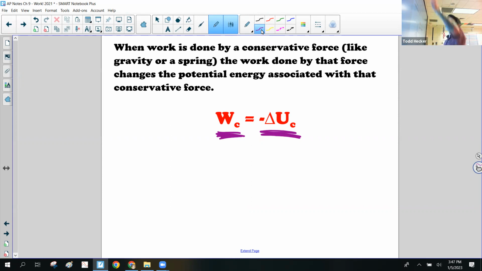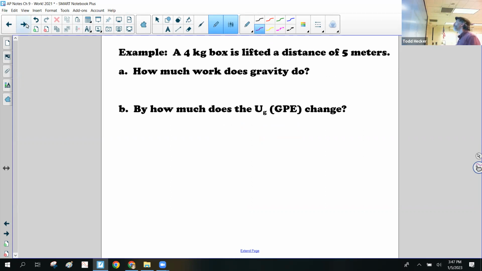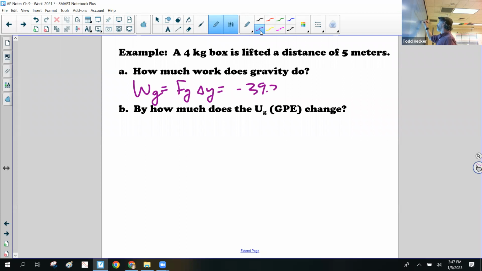All right, so let's do a quick example here. In fact, let's revisit one that we just did. Let's do the 4 kilogram box being lifted a distance of 5 meters. So this is the example we just did a minute ago. The work done by gravity is the force of gravity times the vertical displacement. That was negative 39.2 newtons times 5 meters, gives you negative 196 joules.